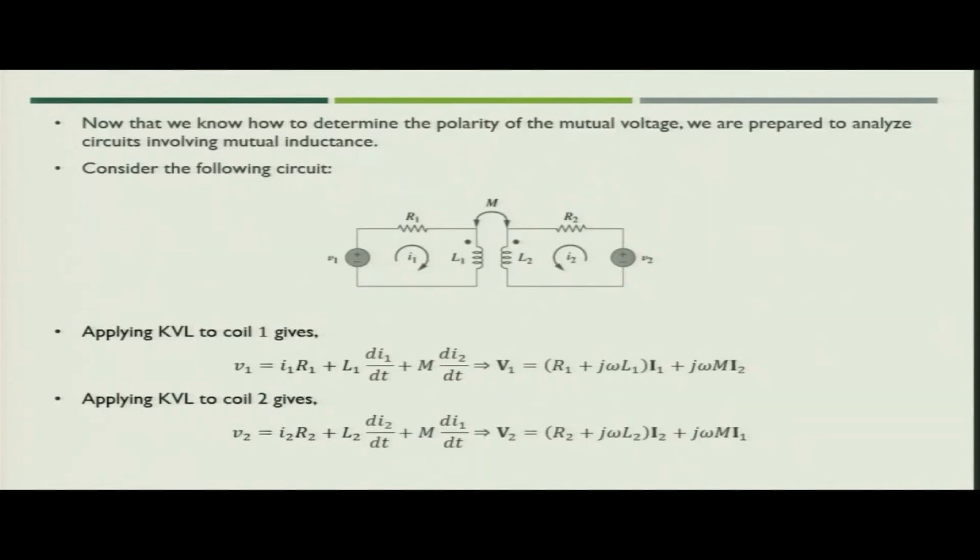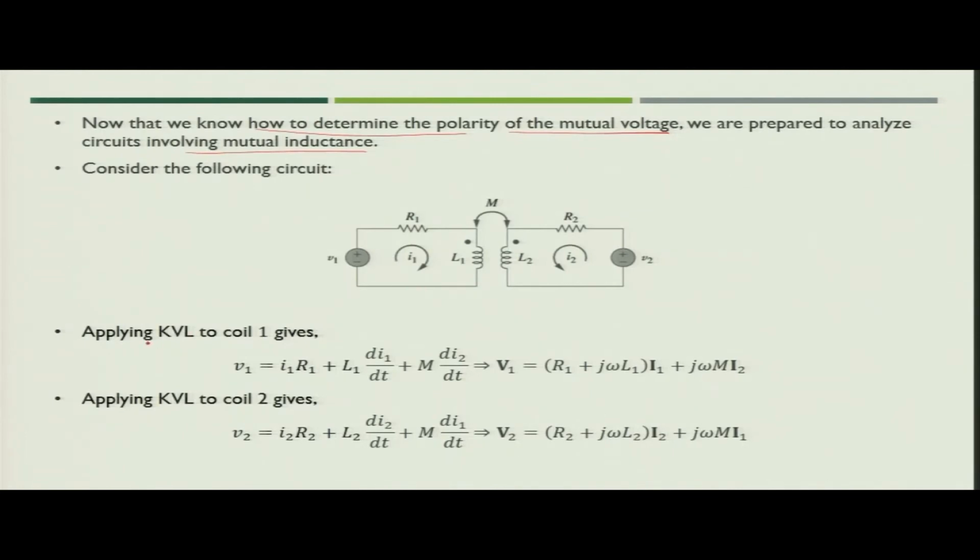So, now we can say that we know how to determine the polarity of the mutual voltage. Now, let us solve a few circuits so that we can understand how to involve the mutual inductance in our circuit analysis. Let us see this figure where we have V1 and V2, two voltages applied across two coils which are placed nearby. So, these two are magnetically coupled.